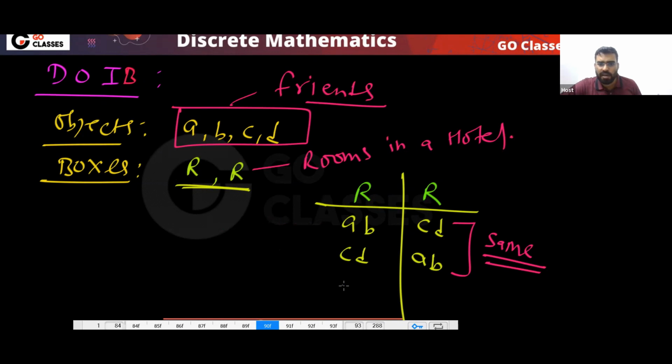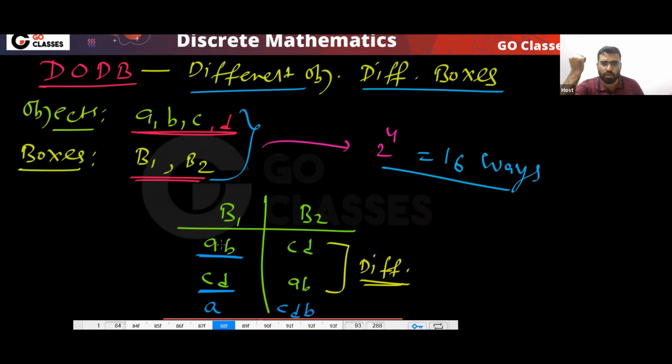Next, you tell me, are these two scenarios same? This and this. DC, BA. Are these two same? Yes, these are also same because these are distributions. In a distribution, order does not matter. Remember, in a distribution, order does not matter. Here, in this scenario, are they same? DC, BA. Yes, they are same.